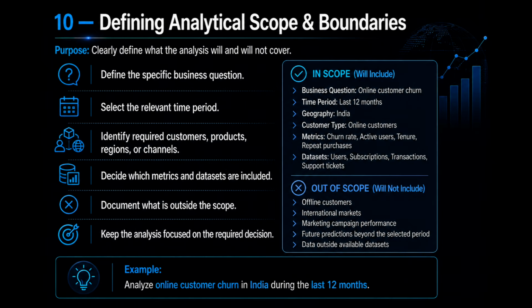For example, if the objective is to analyze online customer churn in India during the last 12 months, we include relevant churn metrics and customer datasets, while excluding offline customers, international markets, and unrelated analysis. The key idea is simple: a well-defined scope prevents unnecessary analysis and keeps the work focused on the business decision that needs to be made.